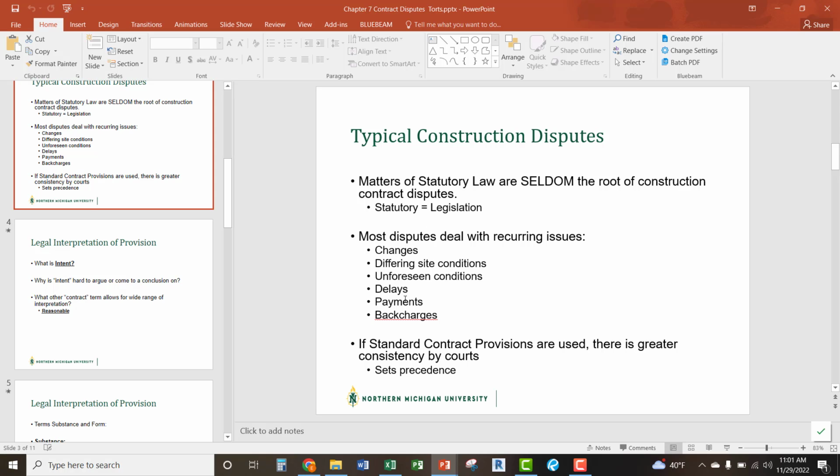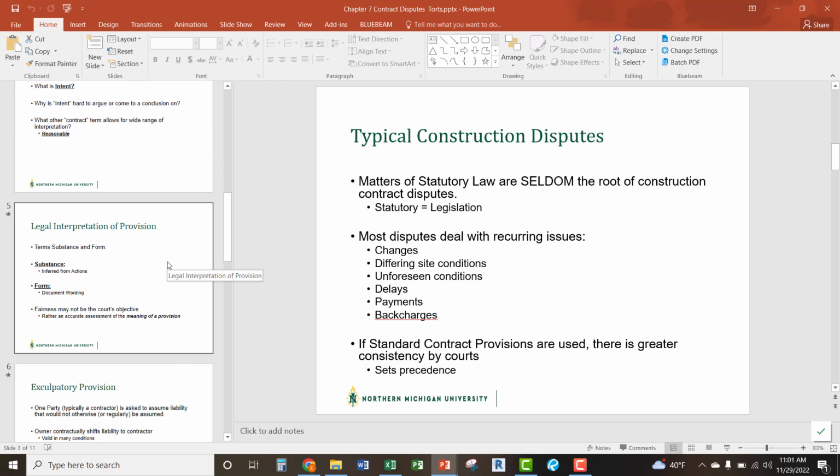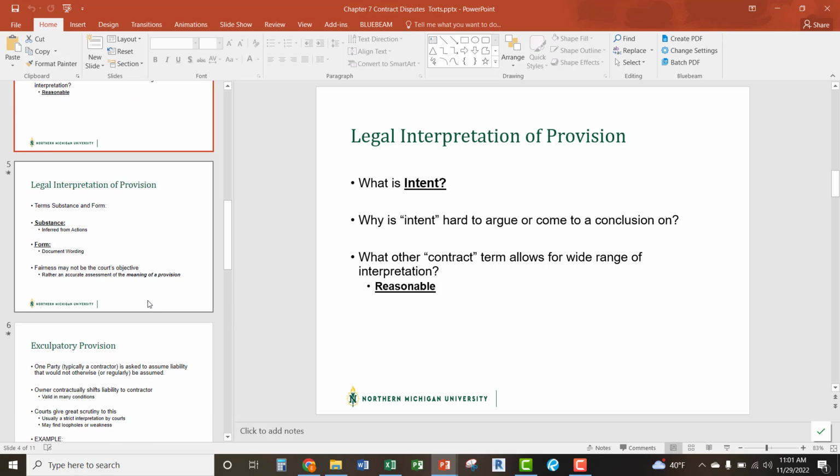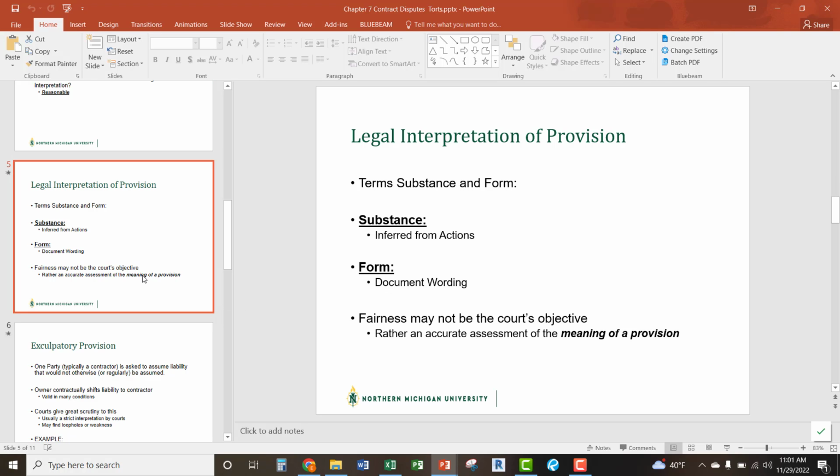These are where you see most of your issues, with these items listed here. And having those standard contracts is really what helps us set that baseline for setting a precedent on how we handle things moving forward. A couple other important terms, right? We talked about intent before, same thing with reasonable. These things are hard to interpret, but they come back in disputes because it's easy to say it was my intention to do something, but then you have to back that up, right? So we have different things called substance and form. Substance is an inference based on actions, and form is actual written verbiage in documentation.